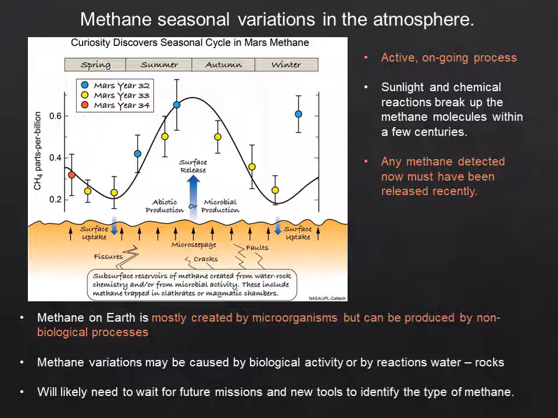This seasonal cycle is of particular interest because it implies an active ongoing process. The sunlight and chemical variation break up the methane molecules in the atmosphere within a few centuries. Therefore, any methane that is detected today must have been released recently. And methane on Earth is mostly created by microorganisms. So finding variations of methane in the atmosphere does have implications for life on Mars.